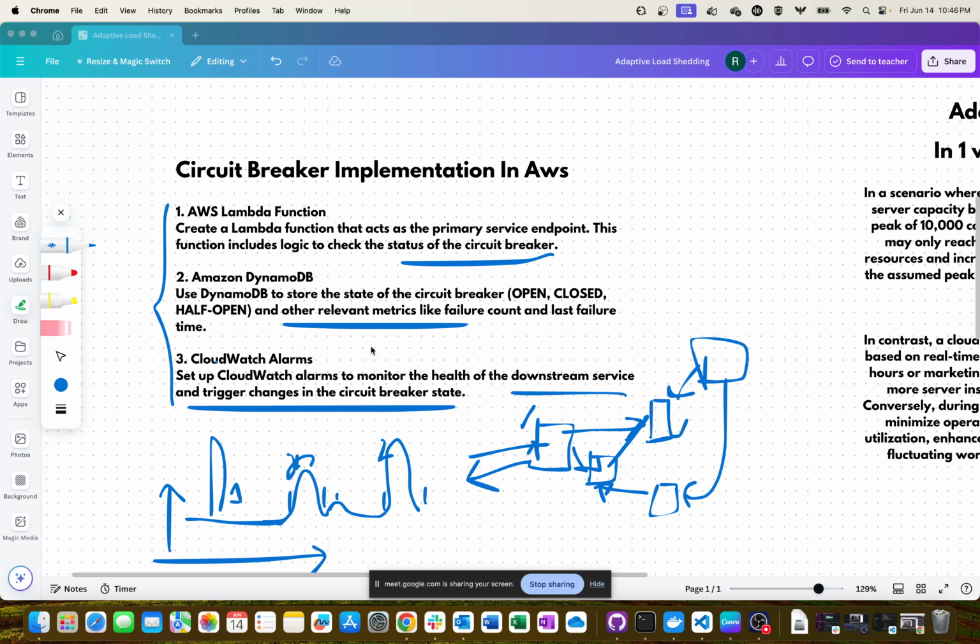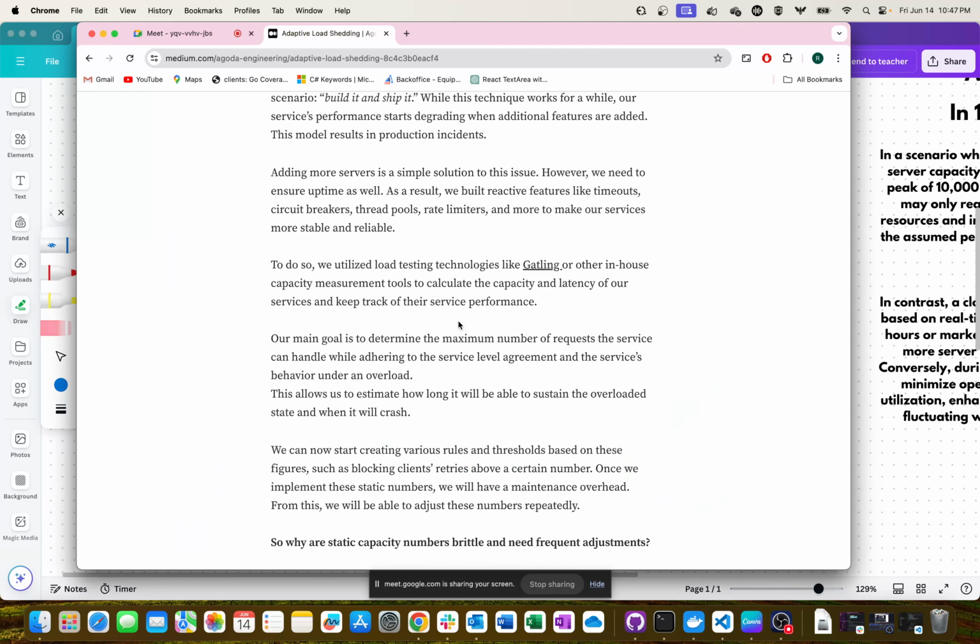The basic idea is to just understand what a CloudWatch alarm is, what a DynamoDB is, what a Lambda function is, because that's going to come in handy later. Okay, let's go forward. So there are these load testing techniques.